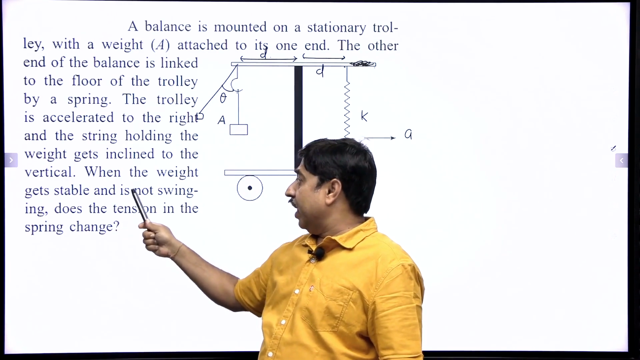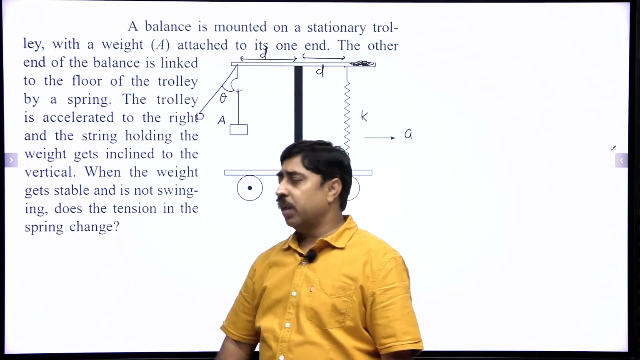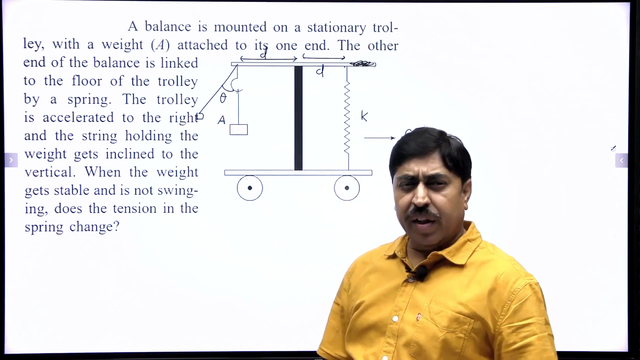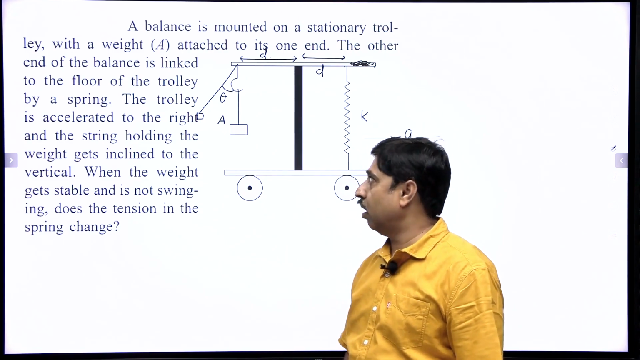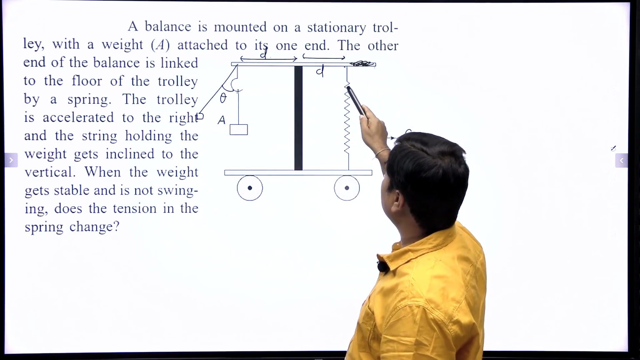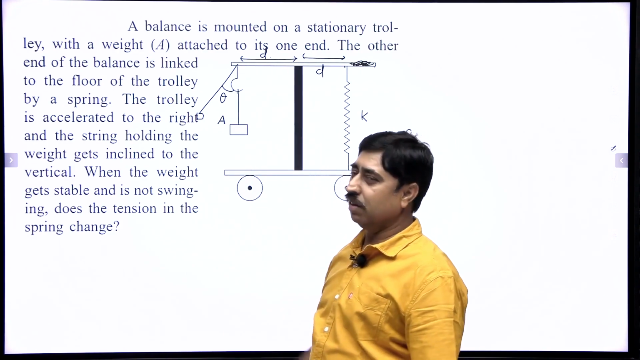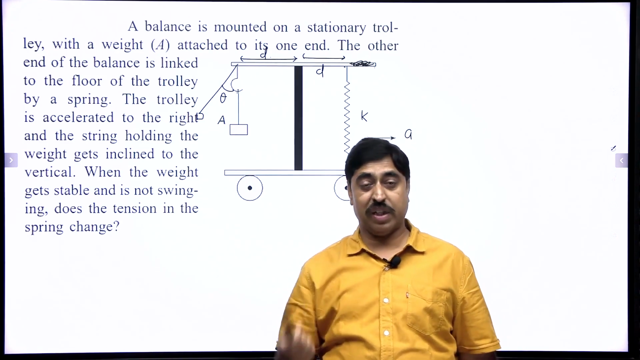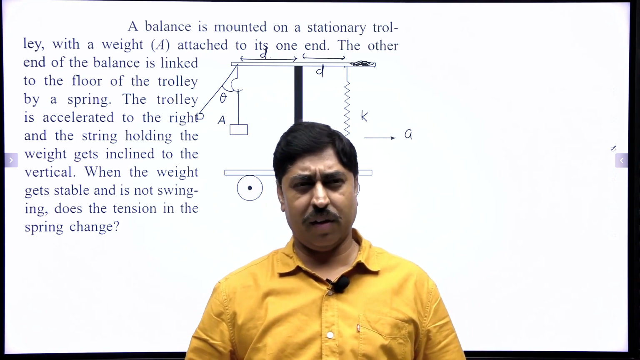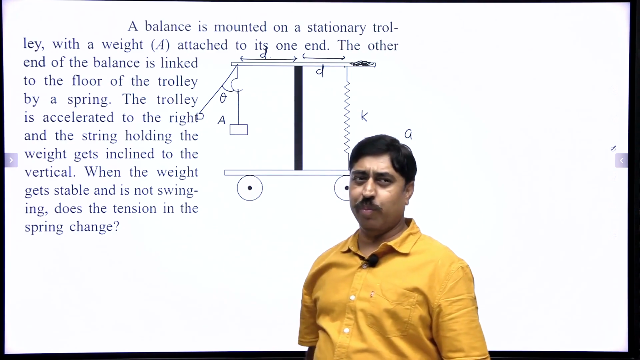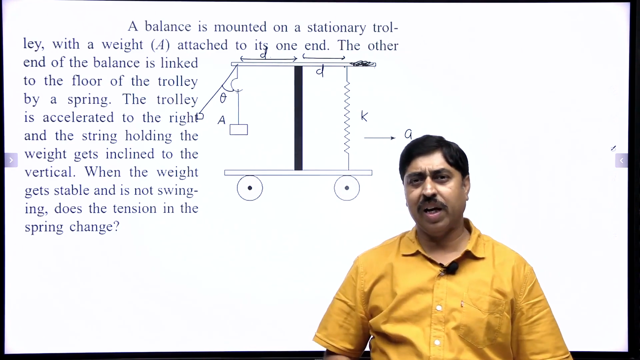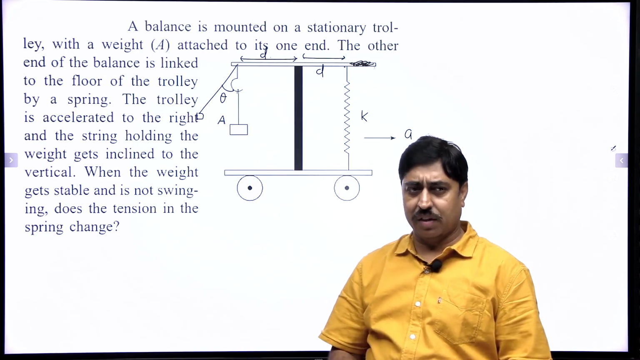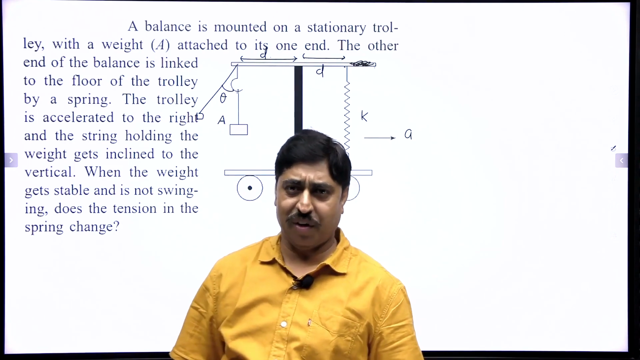When the weight gets stable and it is not swinging, does the tension in the string change? Will the tension in the string change? While reading the question, I somehow said that, okay, this drawing is slightly misleading. Let us assume that this is D and this is D. I said this, but while I was reading the question, I was thinking about it. Is it necessary that this length D and this length D should be equal? Was the original diagram correct? Keep thinking on it. I will answer this at the end of the solution, right?